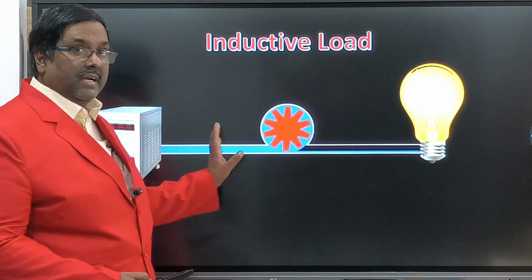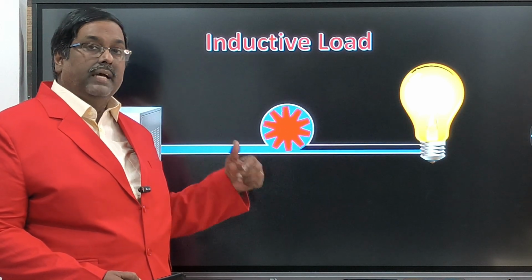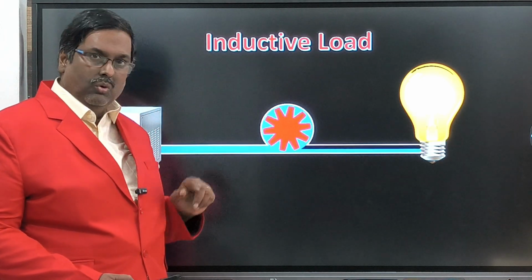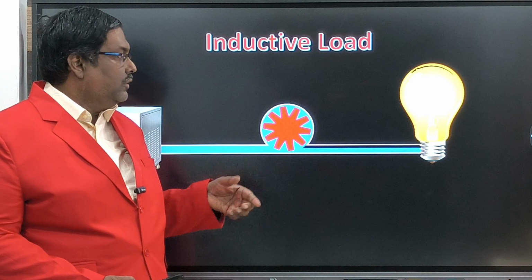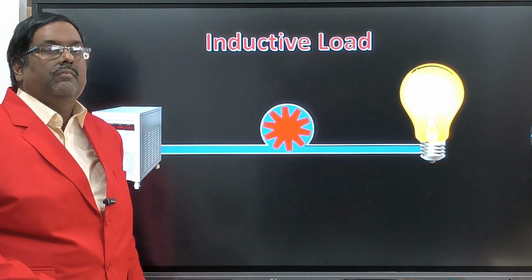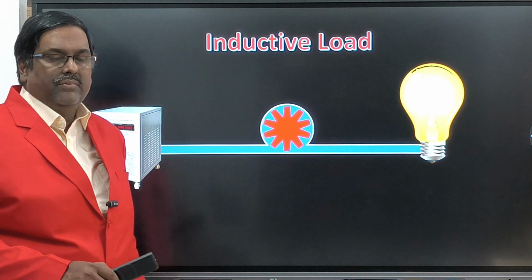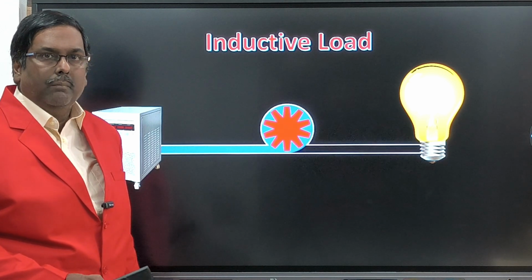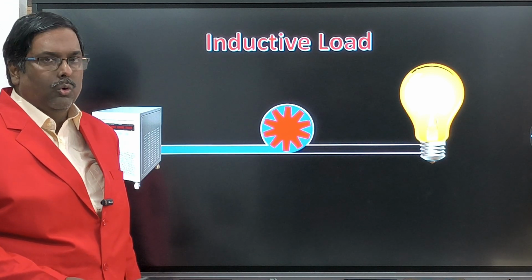I will tell you. First you understand capacitive action, what that is. Then you will realize a capacitor is not a load. We use a capacitor to improve this loss, this delay in the current. For that we are using a capacitor. But a capacitor alone will not behave like a load.